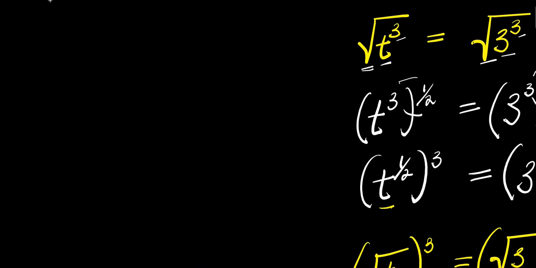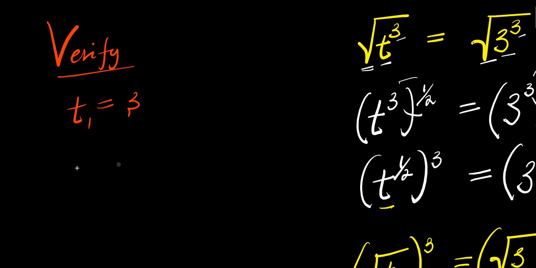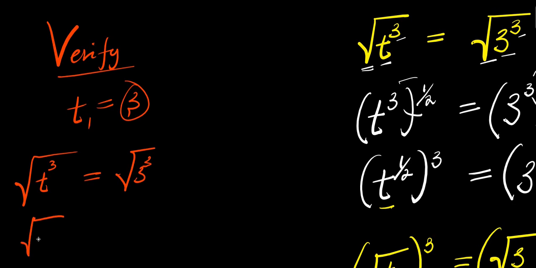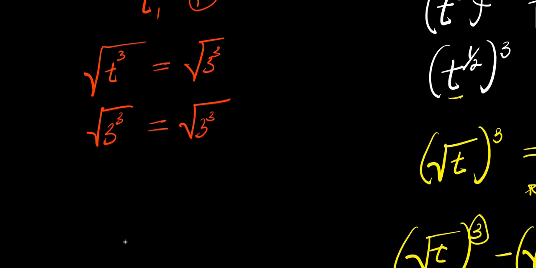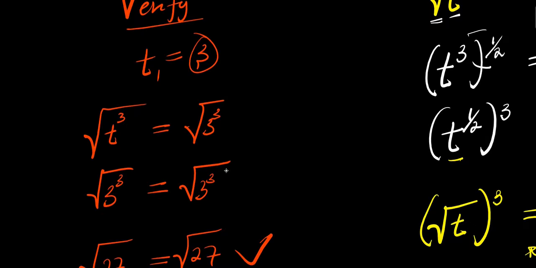Now we can decide to verify that, putting t equals 3 as our t1. So we have square root of t power 3 equals square root of 3 power 3. Let's substitute 3 for t. We have square root of 3 power 3 equals square root of 3 power 3. So from here, square root of 3 power 3 is square root of 27, equals square root of 27. This and this are the same, so that is it, guys.